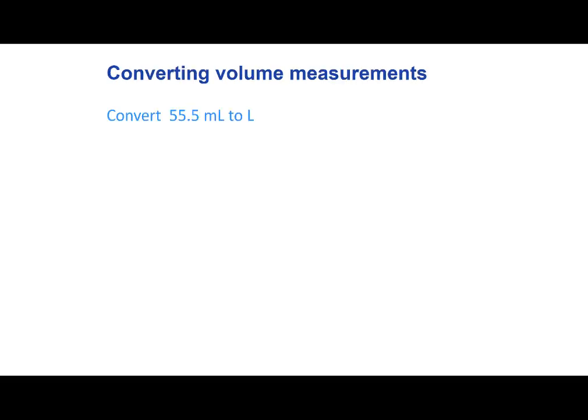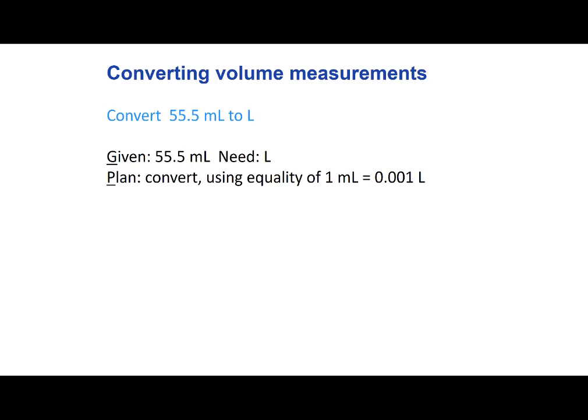Here's our first problem of converting volume measurements, which will be from 55.5 milliliters to liters. We're given 55.5 milliliters, and we need liters. So we need a plan to convert milliliters to liters in some way or another. The equivalency is something we just worked on. We can then write out the 55.5 milliliters, write in our conversion factor of 0.001 liters per 1 milliliter. Once we do the math in our calculator, that works out to be 0.0555 liters.